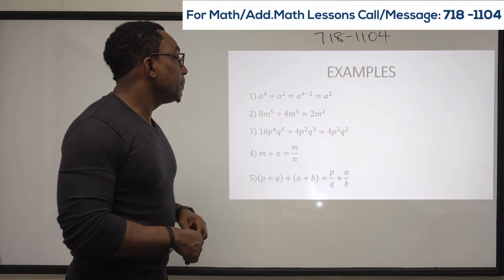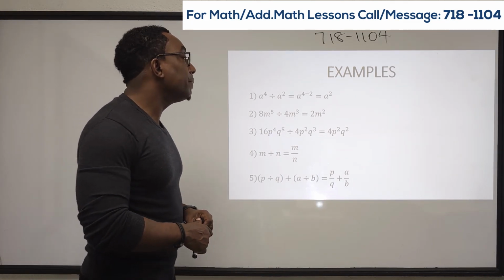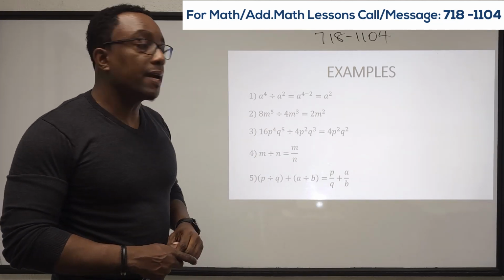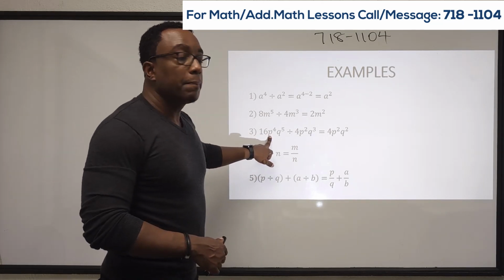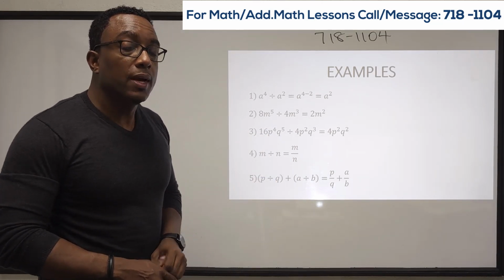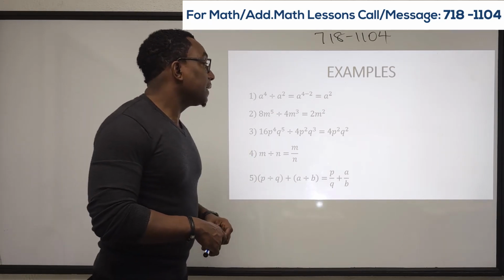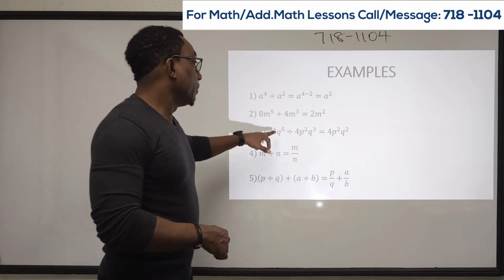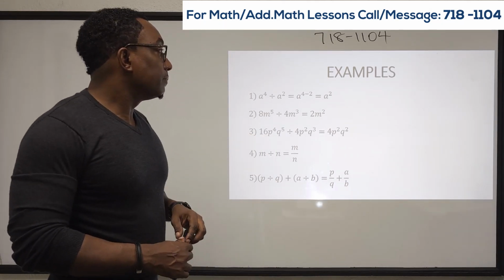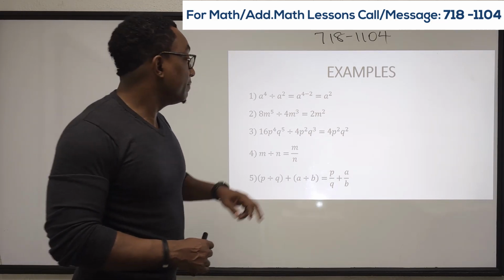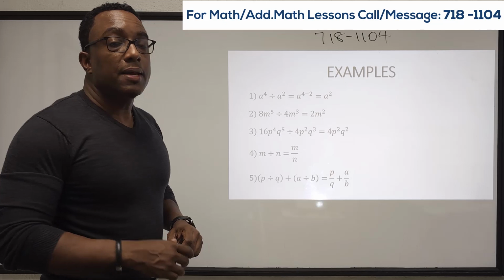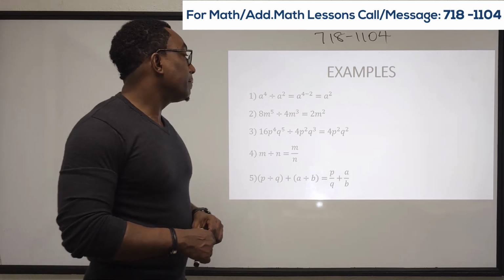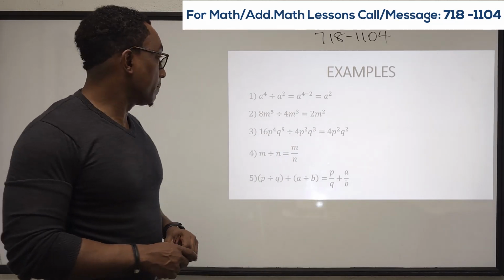16p to the power of 4, q to the power of 5 divided by 4p to the power of 2, q to the power of 3. I divide my two coefficients. 16 divided by 4 will give me 4. I am dividing p to the power of 4 by p to the power of 2. I have the same variable p, which I maintain, and the powers I subtract. 4 minus 2 will give me 2, so I have p squared. Variable q to the power of 5 divided by q to the power of 3, I have the same variable q. So therefore, I maintain my variable q and I subtract the power. 5 minus 3 gives me 2, and therefore my answer will be 4p squared q squared.